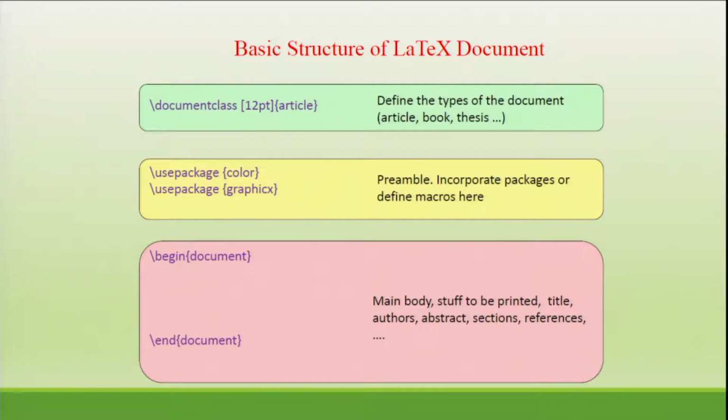I was saying about the document class. You see here we are talking about the document class with 12 point. It talks about a font of 12 point size throughout the document unless otherwise specified, and it's in the article format. So this is part of the preamble. Now, along with the user packages, there can be many more user packages. We have seen color and graphics.